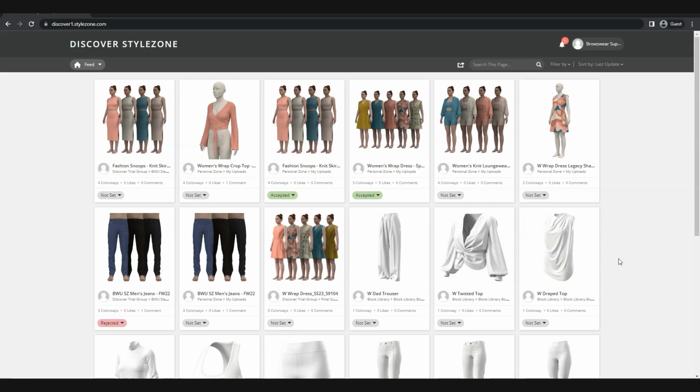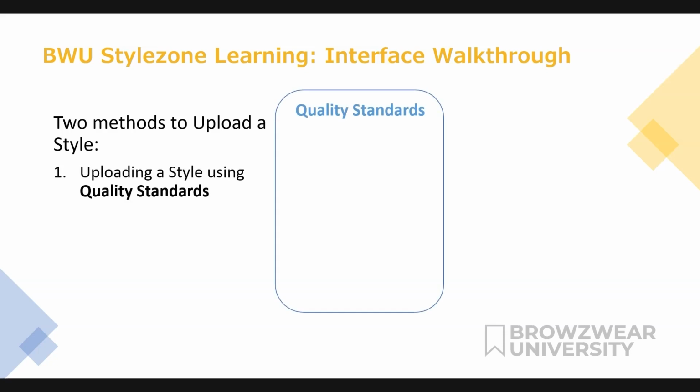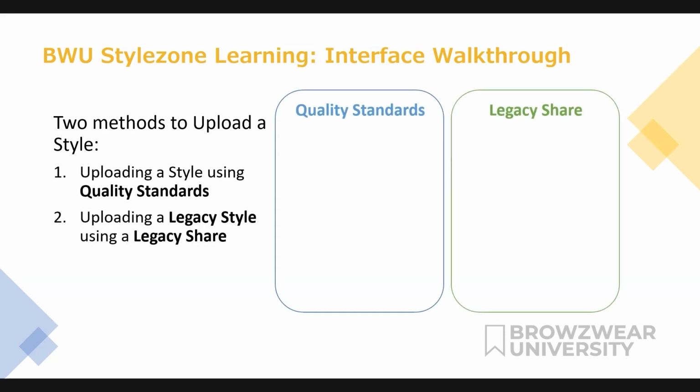Next, we will introduce the style page, but before we jump in, we want to pause to bring your attention to an important distinction regarding styles. Styles refer to any garment or outfit that has been published onto a Stylezone site. In short, there are two different methods that can be used to upload a style from vStitcher or Loda onto the platform. These two options are uploading a style using quality standards or uploading a legacy style using a legacy share. For users who will be uploading onto their brand's site, we will cover these two methods in detail in the upcoming Contributor Persona course. For all other users, here's a quick summary to help understand the main differences.